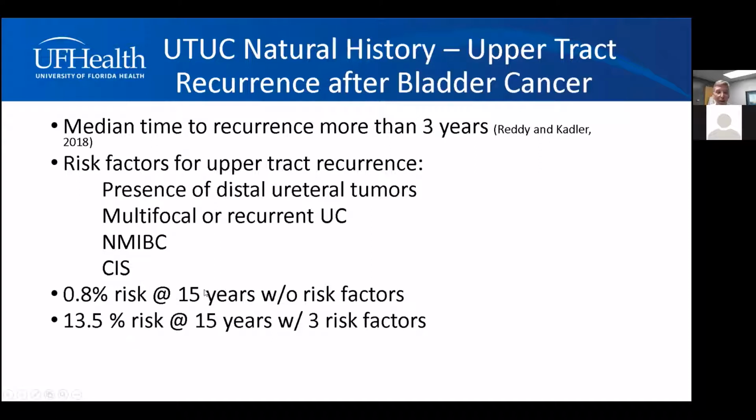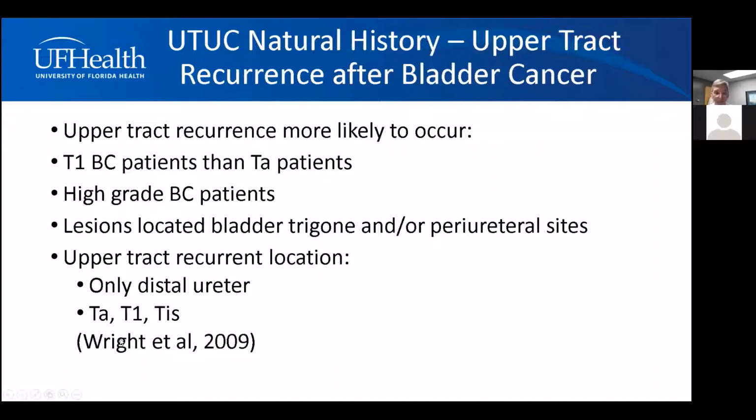And so you can see the difference. If there are no risk factors, at 15 years it's very low. But if you have any of the risk factors in this list, the upper tract risk goes up by 10 times. That's 13%. Upper tract recurrence will likely occur in T1 bladder cancers rather than Ta high grade. And the upper tract location is usually in the distal ureter, but it's fortunately in a Ta, something a more controllable disease.